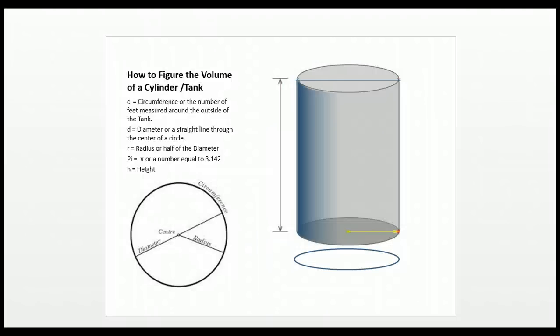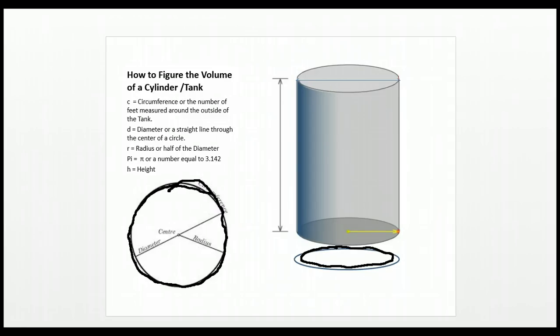All right. Now we're going to go over the different letters and what they mean. Circumference is the number of feet measured around the outside of the tank. So this is the circumference. When you walk around the outside, the amount of feet, or inches, or whatever you're measuring around, that's the circumference.